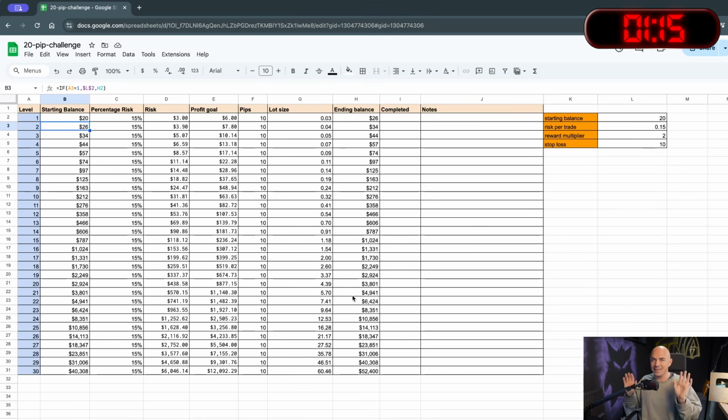Now before it was just a static spreadsheet, but now I've added these 4 boxes to the left right here. So now you can start with any balance that you want that's over 20 bucks, because if it's less than 20 bucks, you won't be able to actually execute the first trade.